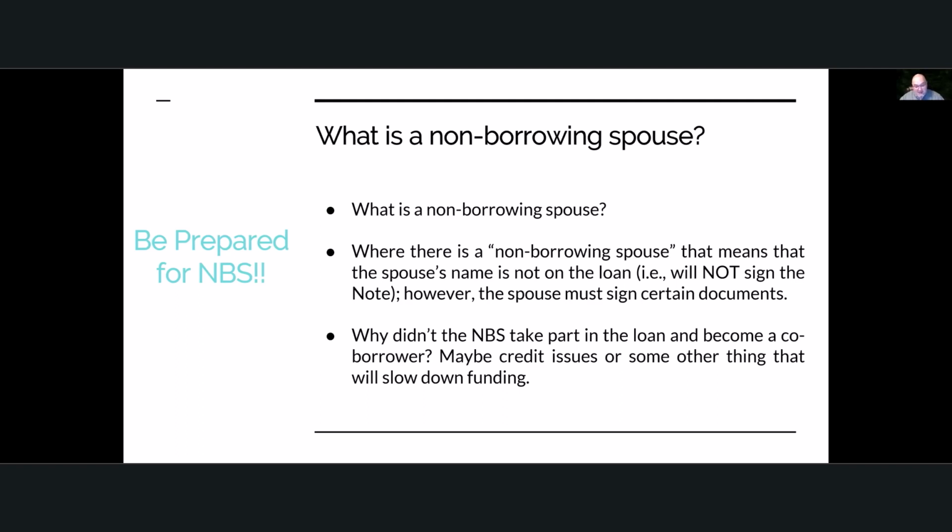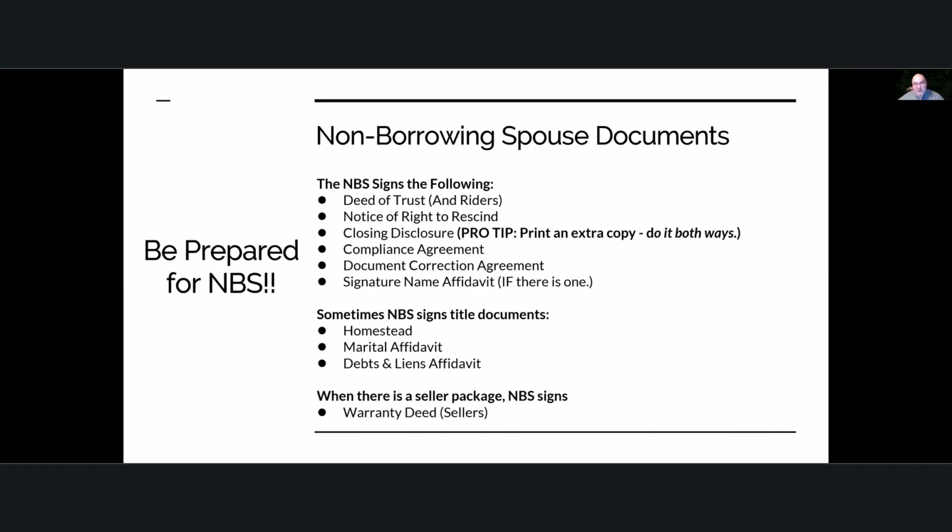Why didn't the non-borrowing spouse take part in the loan and become a co-borrower? It could be because of credit issues or something that would slow down funding. You might have stay-at-home parents who haven't had a lot of credit history in a couple of years, so the credit scores are just not strong and healthy. It could be for many reasons, all of which are none of our business.